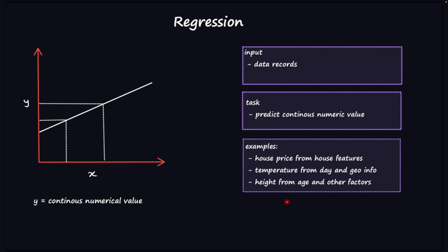So with classification we are classifying the input record to one of the known classes, but in regression we are predicting a continuous numeric value that will represent anything like house price, temperature, height and so on. Okay, I hope this is clear, and this is all I wanted to cover in this video. Thank you.